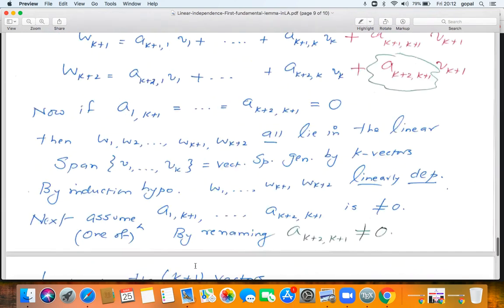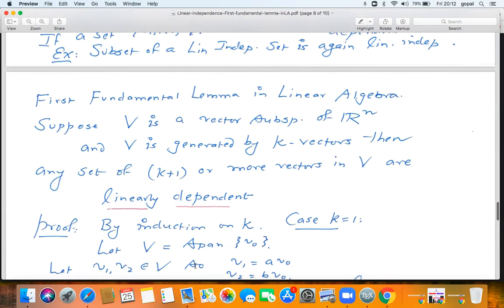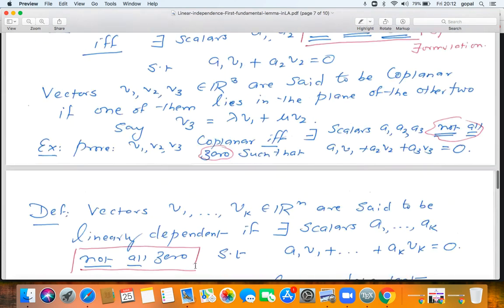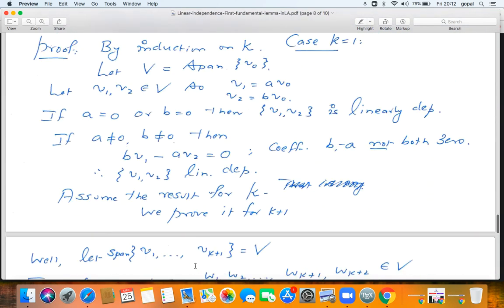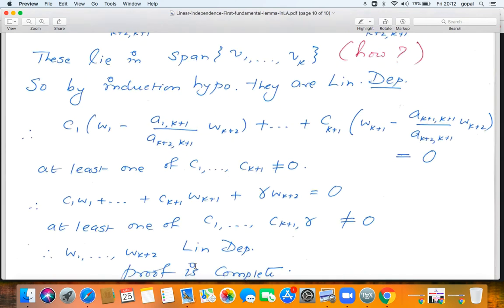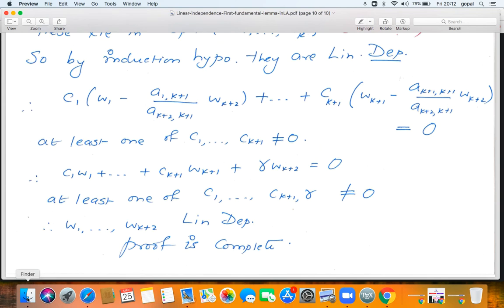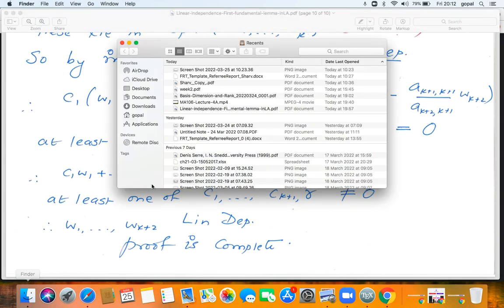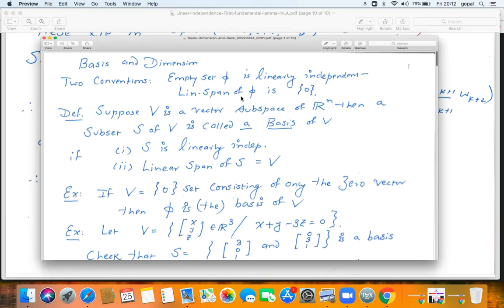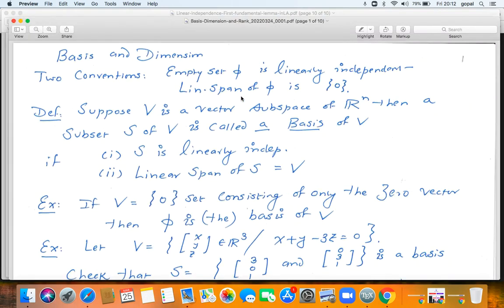So this is the proof of the fundamental lemma in linear algebra. This fundamental lemma is going to be very important because we're going to use it over and over again. So I recommend that you study the proof of the fundamental lemma very carefully before proceeding, because the next thing will heavily depend on it. The next thing that we proceed to is basis and dimension.